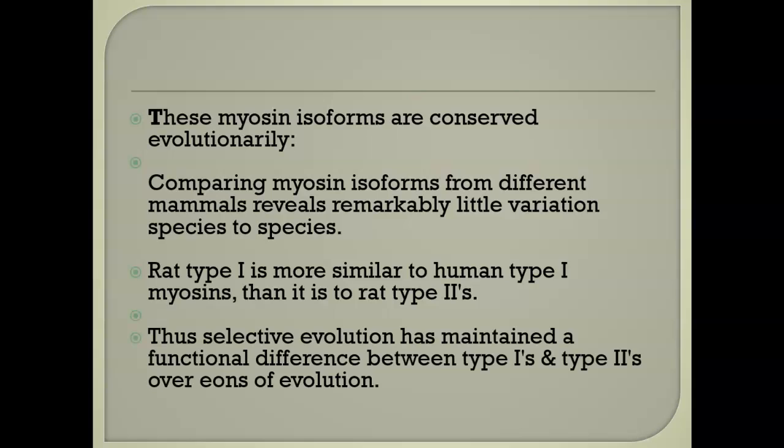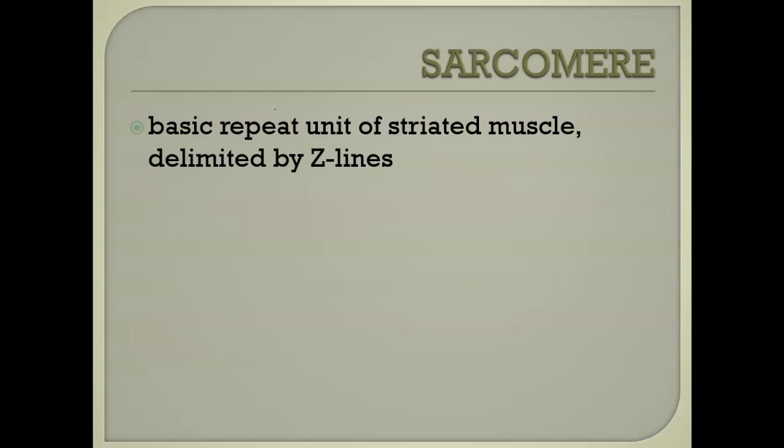So this is a type of evolution to where over the vastness of time, these different types, and all your muscles are composed of both types, they have been selected for and maintained throughout our development. So fascinating. That's just fascinating.